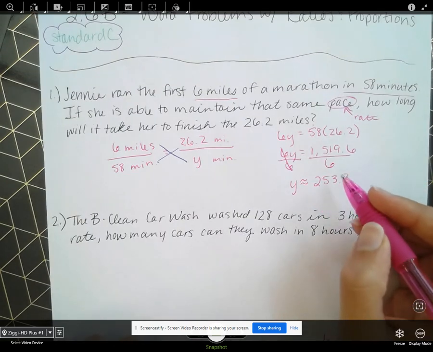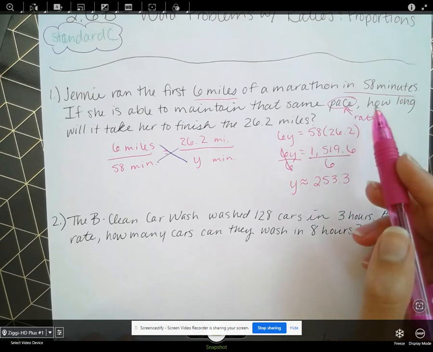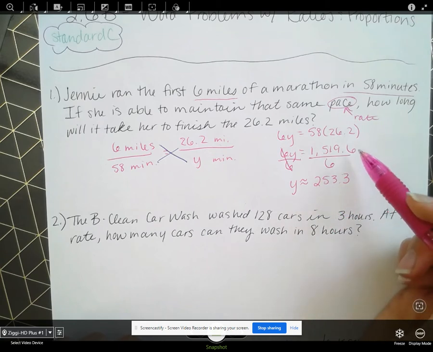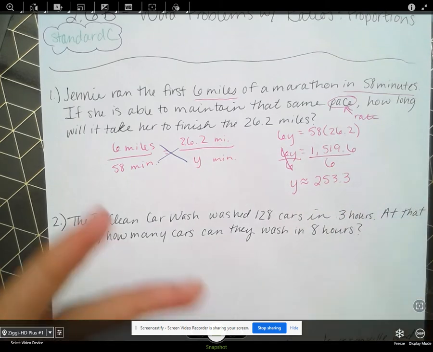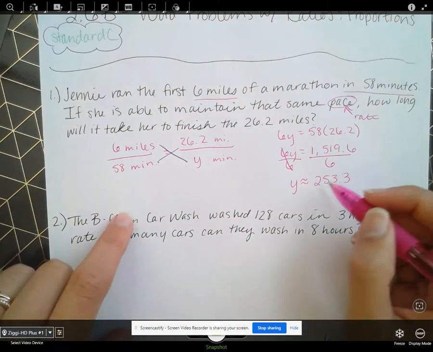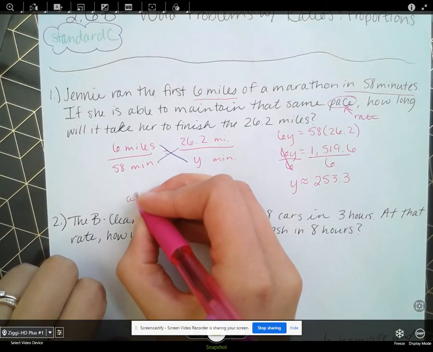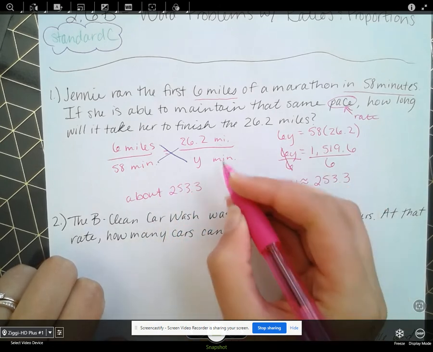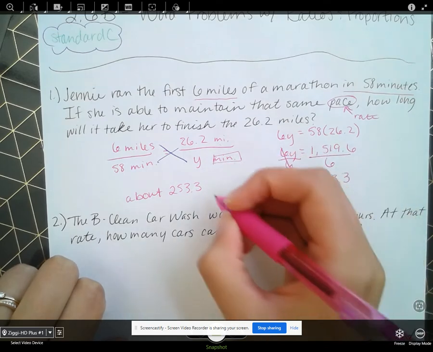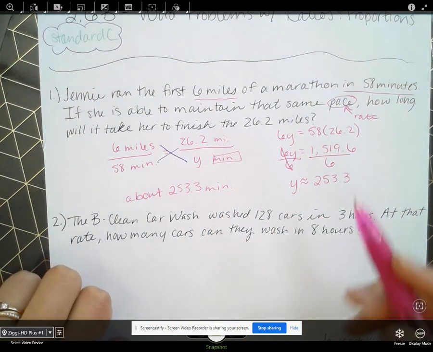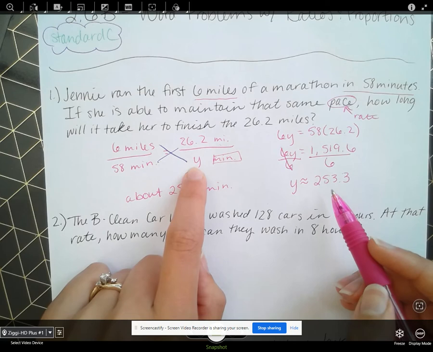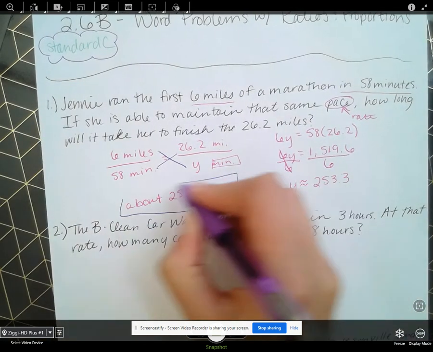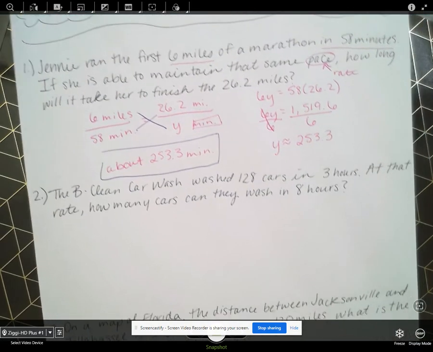Is this my answer though? No. How long will it take her to finish the 26.2 miles? Y is about 253.3. That's not an answer to this question. So what we have to do is say, okay, it takes about 253.3, and then don't forget your units, which are minutes. So you just take your value for y, put it back in here, and you have 253.3 minutes. Let me just write it out. Not too bad, right? Let's do another one.